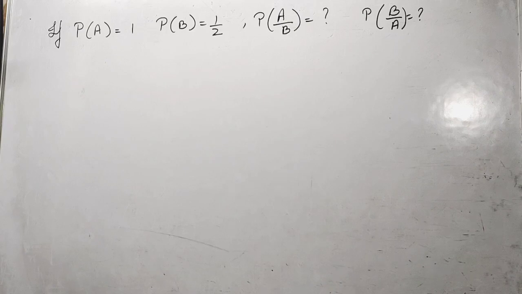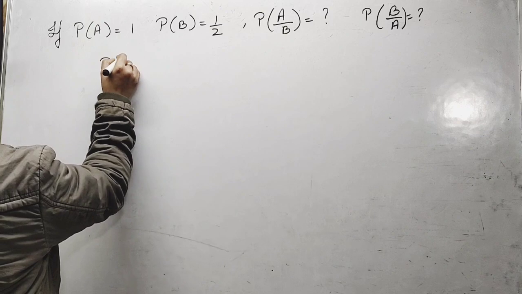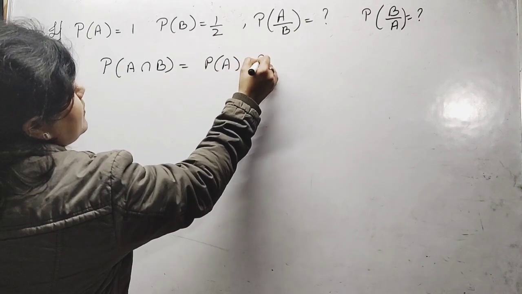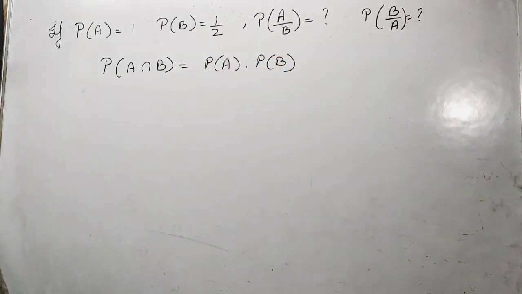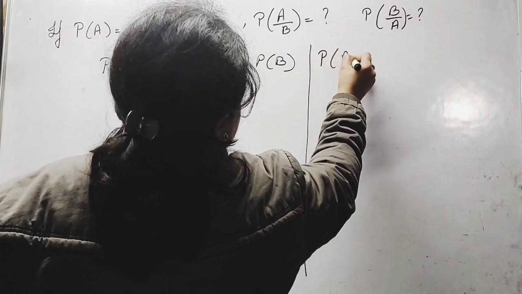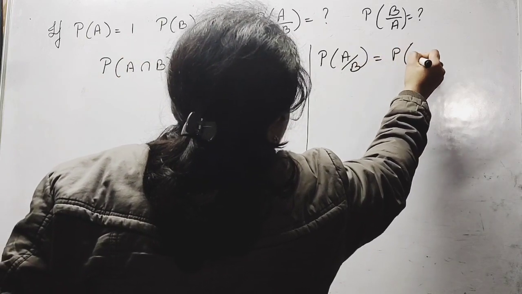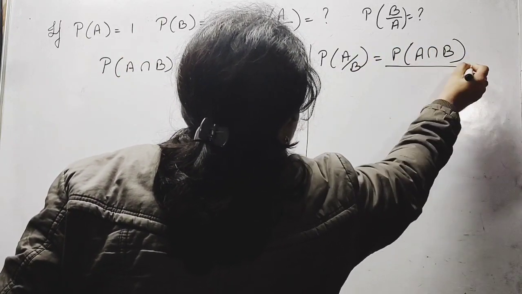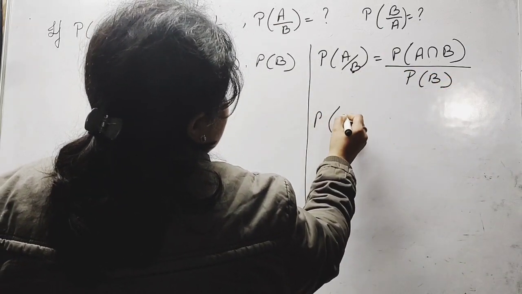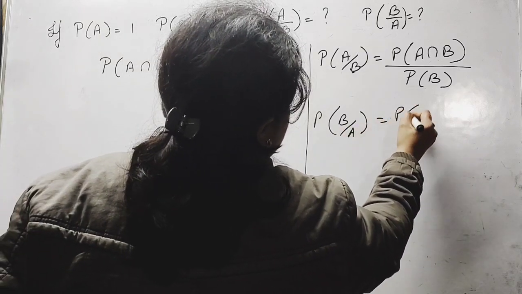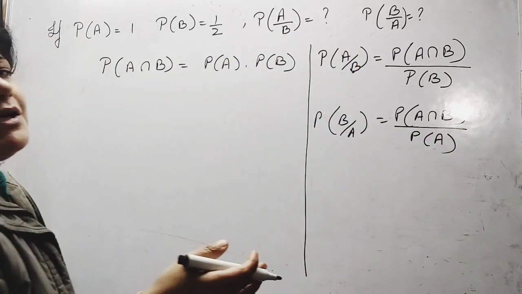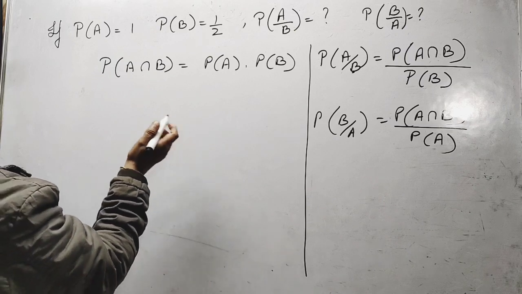In this case, we know that we have a relationship: P of A intersection B is equal to the probability of A into the probability of B. Similarly, some other formulas are: probability of A by B is equal to probability of A intersection B upon probability of B in the denominator. Similarly, probability of B by A is equal to probability of A intersection B over probability of A. So these are all the formulas. I think with the help of these formulas you can now easily solve the question.